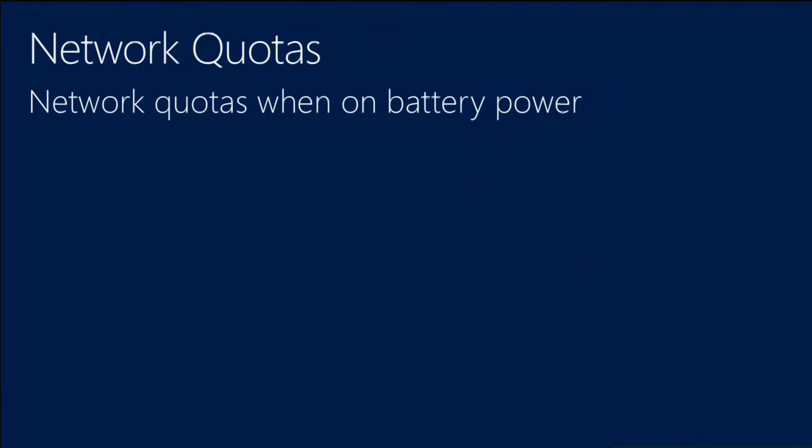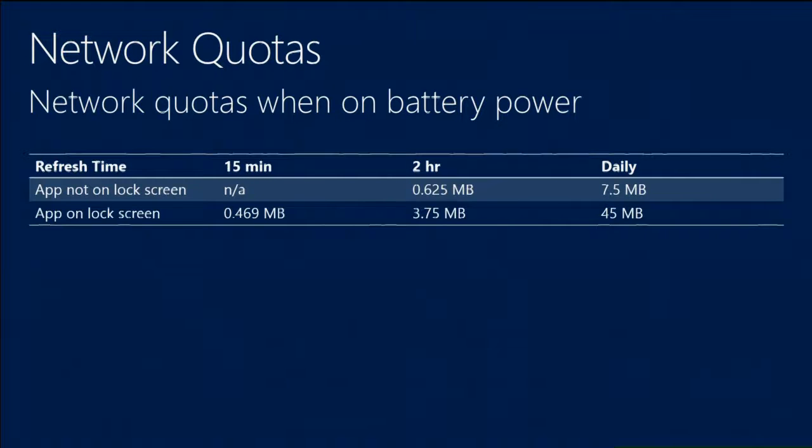And you also have network quotas as well when the app is on battery power. And this is, again, for performance and efficiency. If you are on battery power, basically your bandwidth is metered throughout the day. If you're not on the lock screen, you get 7.5 megs. If you are, you get 45 megs. And again, this is metered throughout the day, so you can't download all 45 megs in a 15-minute period.